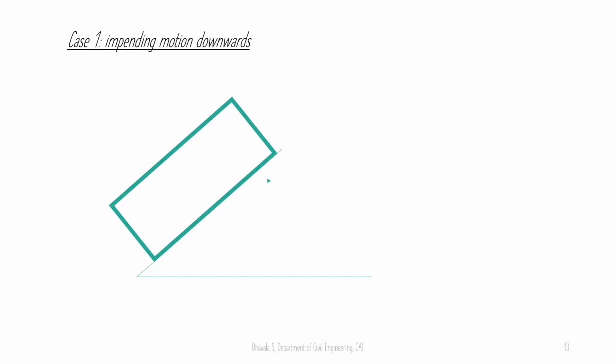Now, case 1, impending motion downwards. This is the default system; by default, the box will be moving downwards. Now, how do I write various forces? Let us assume x-axis and y-axis parallel and perpendicular to the contact surface. Next comes the weight, 500 newtons, which is inclined at 25 degrees to the vertical. Now, next is resolving 500 newtons into vertical and horizontal components respectively.